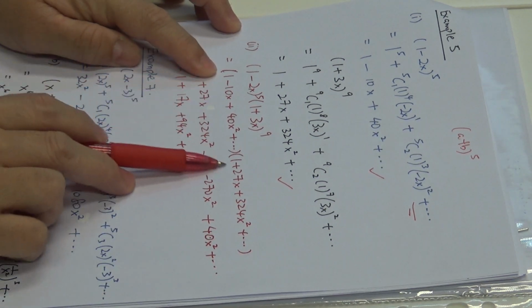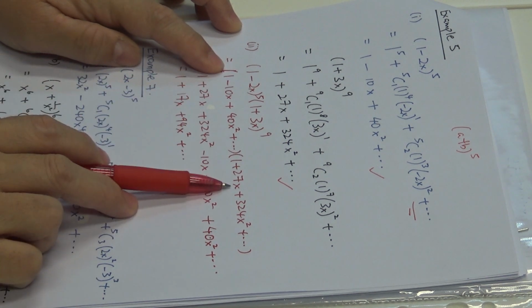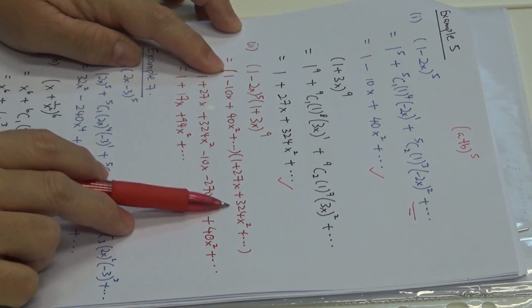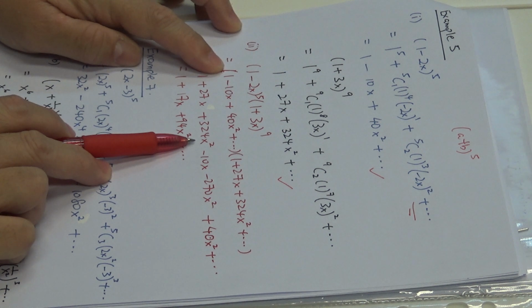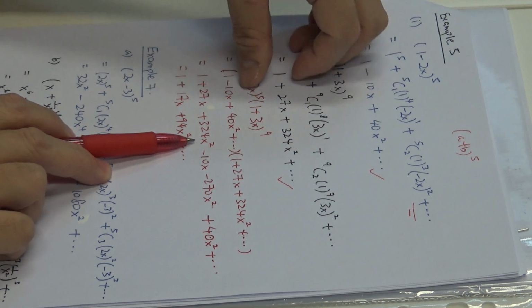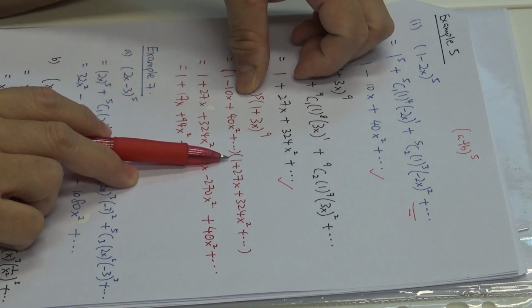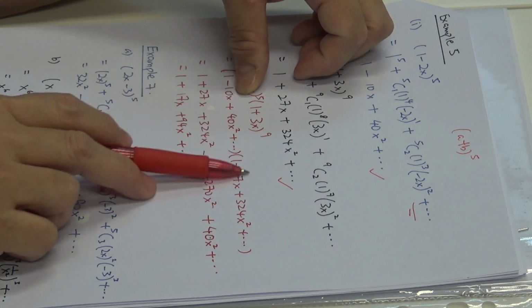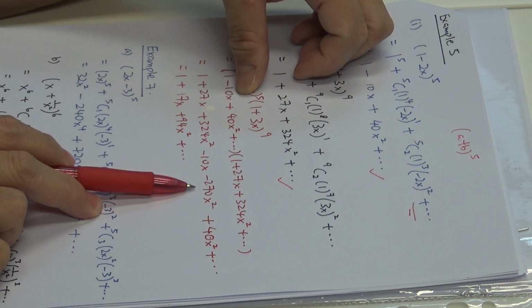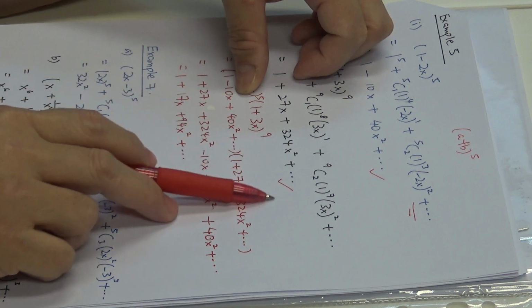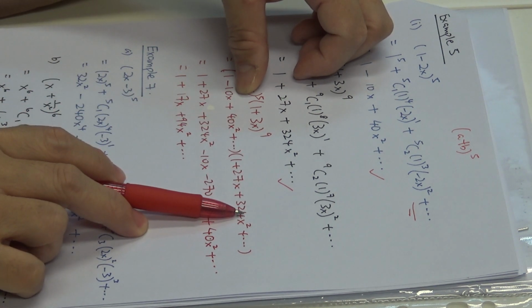So when I take 1 times 1 is 1. 1 times 27x is 27x. 1 times this is 324x squared. Okay, then I move on to the second term. Negative 10x times 1 is negative 10x. This times this is negative 270x squared. This times this is no longer feasible because it becomes x cubed.